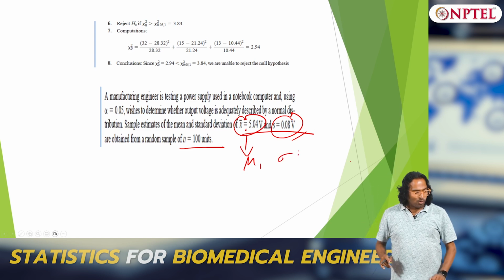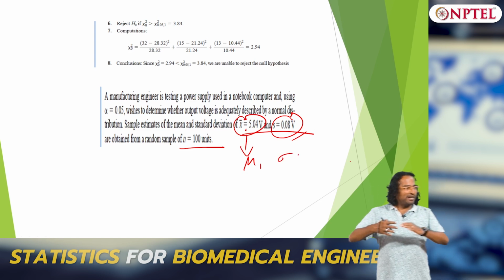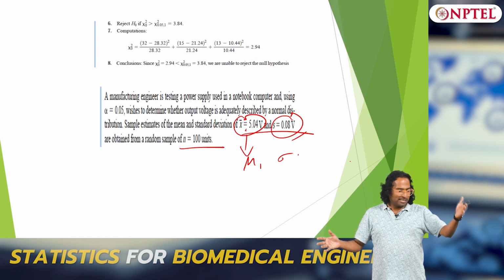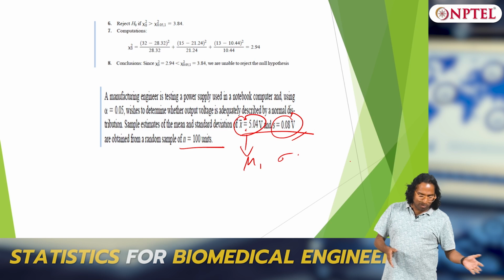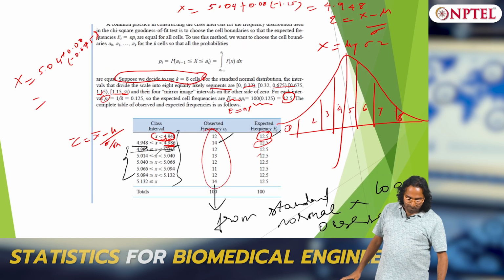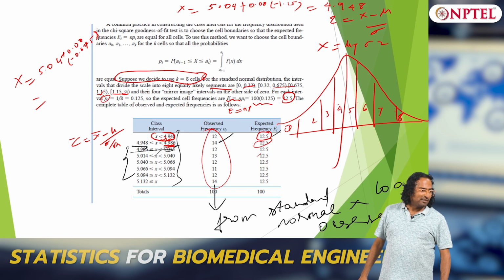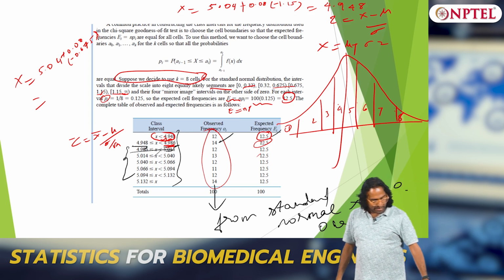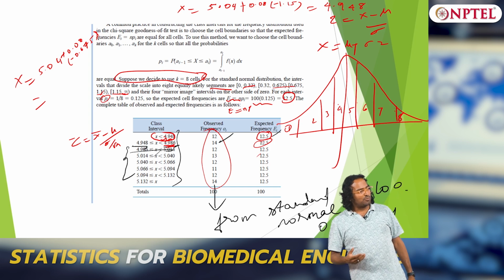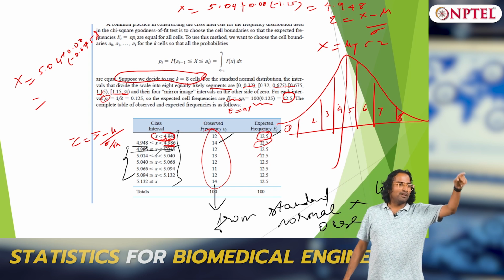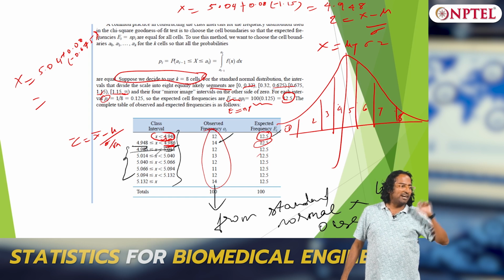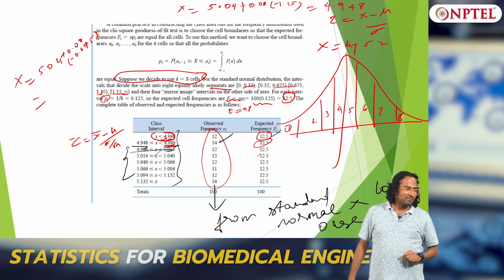And now how do I calculate expected? You divide the entire standard normal distribution into x intervals. In this case I have divided it into 8, if you divide it into 10, it will be 10 intervals. And how do I compute the expected value? Expected is given. How do I compute the observed values? The observed values you have to compute from the normal distribution with mean mu equals 5.04 and standard deviation equals 0.08.